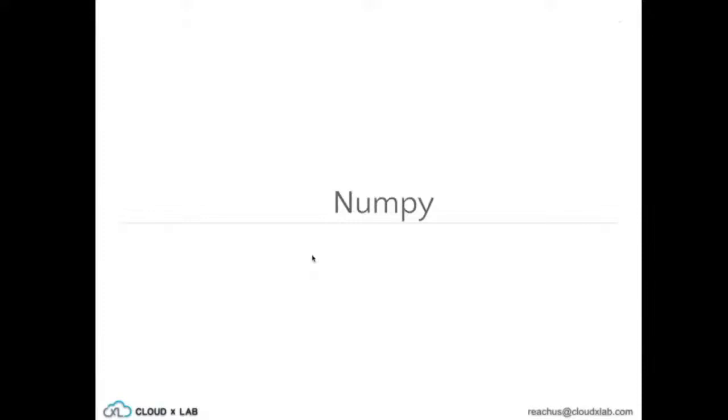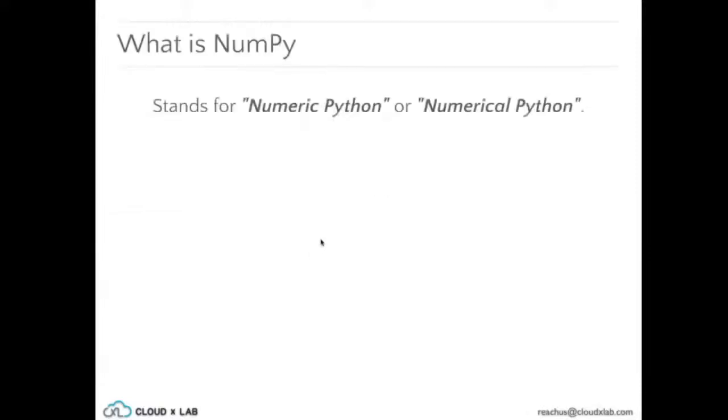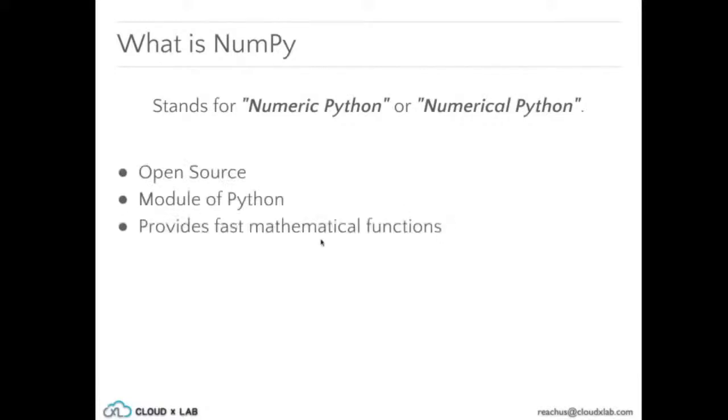Okay, so the first library we will be talking about is called NumPy. So what is NumPy? NumPy stands for Numeric Python or Numerical Python. It is open sourced. It's a module of Python. We will see how to use it. It provides very fast mathematical functions. What is very interesting is that sometimes the same functions are available in normal Python, but if you use the NumPy version of it, it is significantly faster.